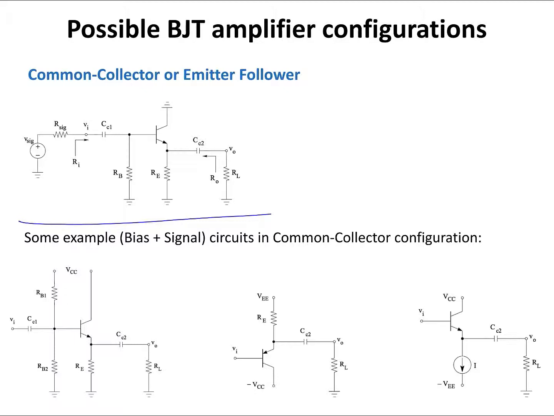So all three circuits are in common collector or emitter follower configuration because the signal is applied to the base and the output is taken from the emitter in all of these circuits. Their bias configuration is different from one another.